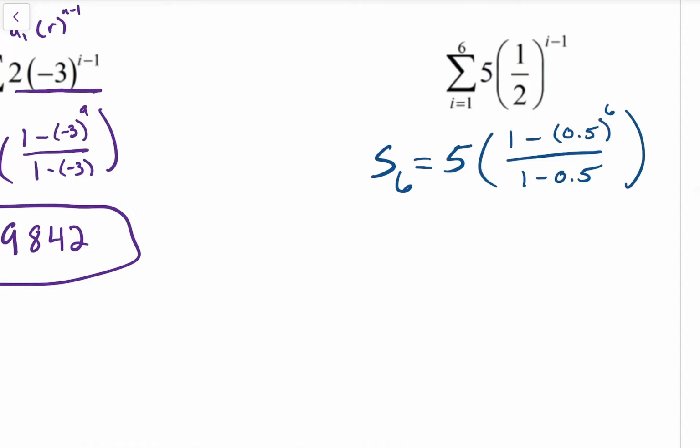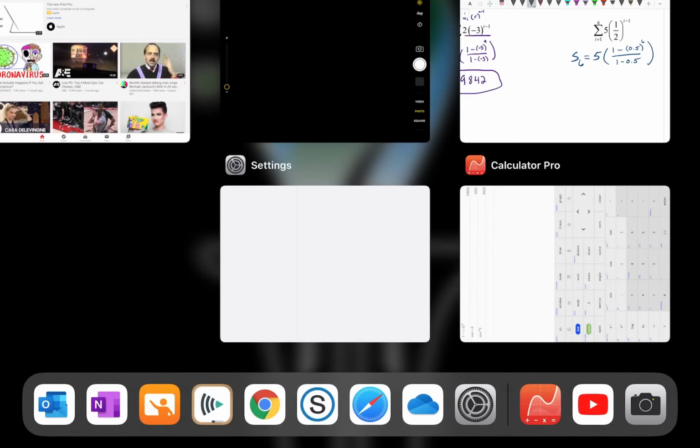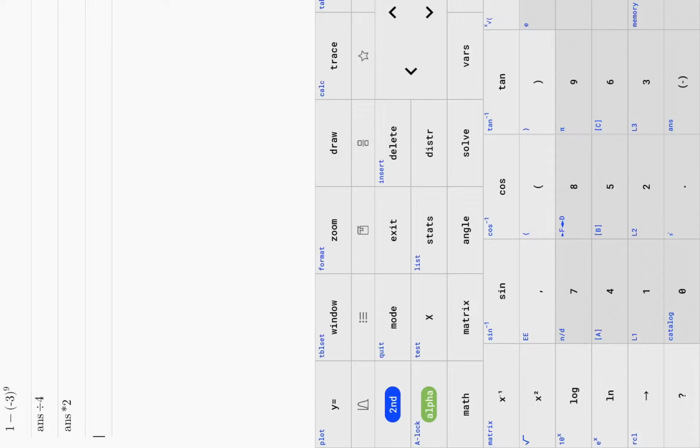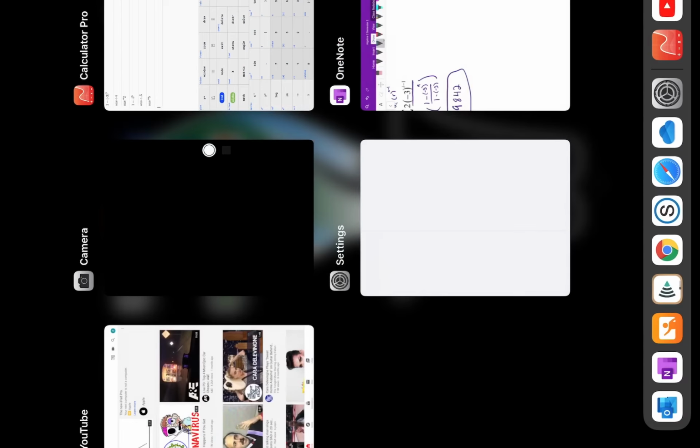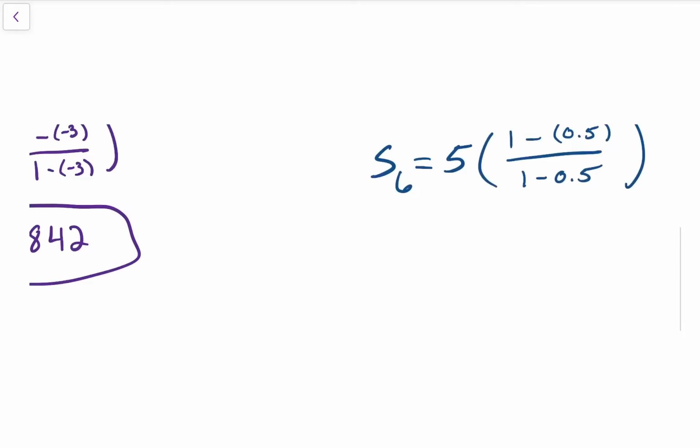Again, go ahead, plug that into your calculator, take it step by step, and let's walk through that. So we got 1 minus 0.5 to the 6th. I would hit enter at that point, divided by 1 minus 0.5, which would just be 0.5, and then multiply that by 5. Get 9.84375.